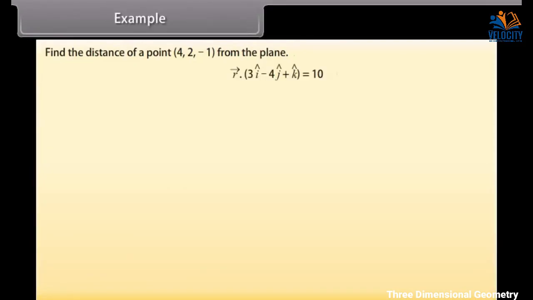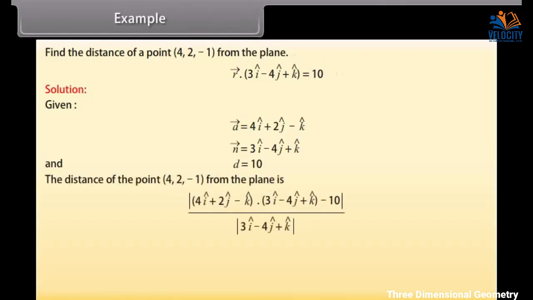Example. Find the distance of the point (4, 2, minus 1) from the plane. Solution. Given vector A equals 4 cap i plus 2 cap j minus cap k. Vector n equals 3 cap i minus 4 cap j plus cap k, and d equals 10. The distance of the point from the plane is equal to modulus of 12 minus 8 minus 1 minus 10 by modulus of square root of 9 plus 16 plus 1, which equals 7 by square root of 26.